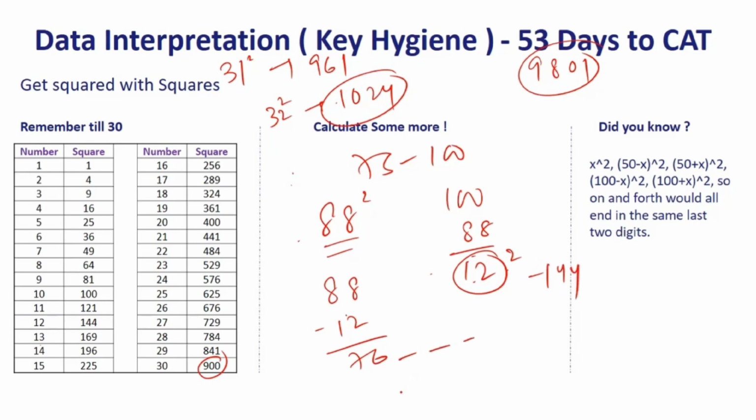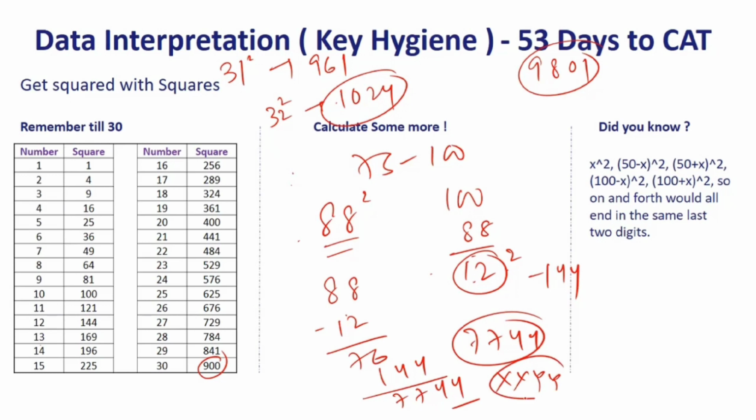You can't place it here in 3 digits because this will also be a 4-digit number. So you place it here. You get 7744. 7744 is the only number of the form XXYY which is a perfect square. This has been a CAT question also. I hope this is clear.